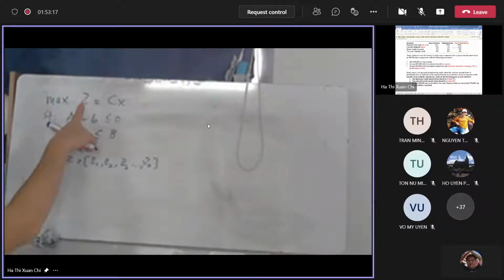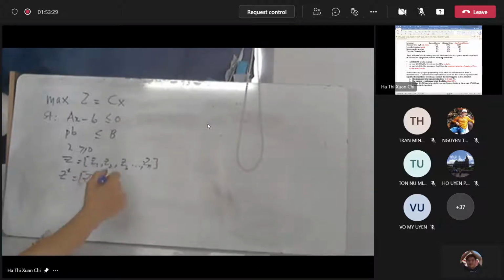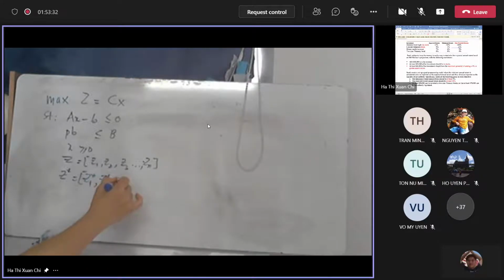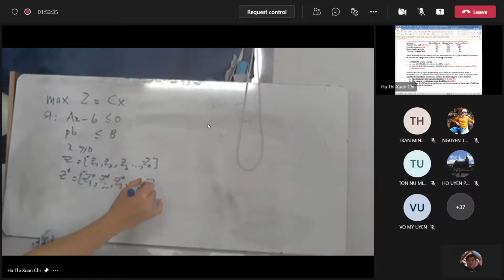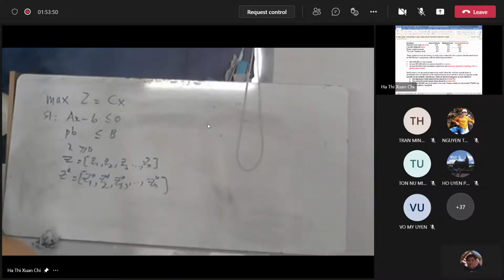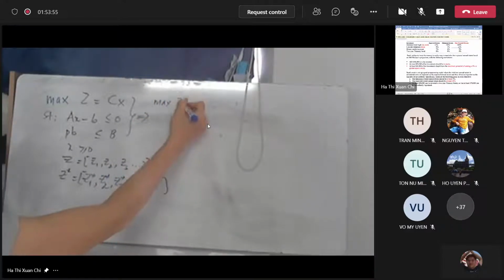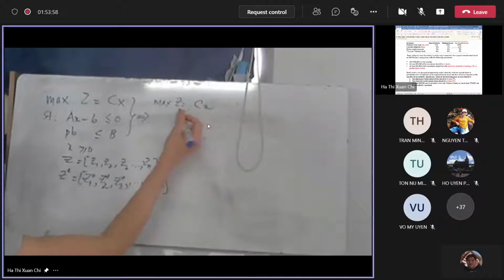For Z1, you find the optimal solution. So we have Z here, that is the optimal solution. You can find the optimal value here, right? We just solve the problem: we take Z1, compare with the constraint here, and we can find Z1 star. Same with Z2 and Z3. And here we transform that: maximize Z equals Cx is the same, right?